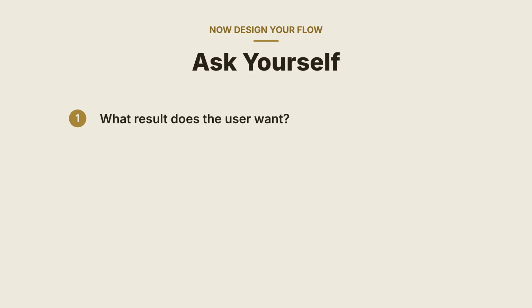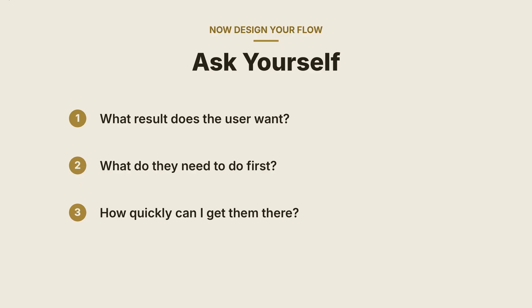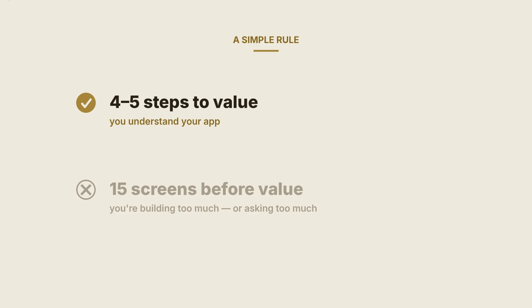That's the core experience. Now, do the same for your own app. Ask yourself, what result does the user want? What do they need to do first? And how quickly can I help them get there? Try to explain your main user flow in 4 or 5 steps. If it takes 15 screens before the user gets any value, you're probably building too much or asking them to do too much.